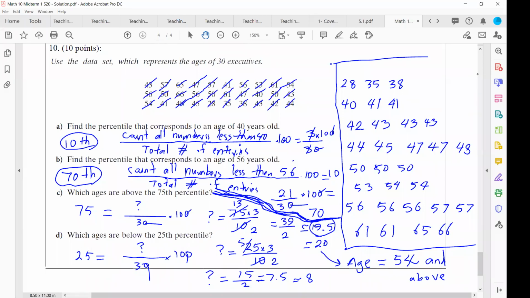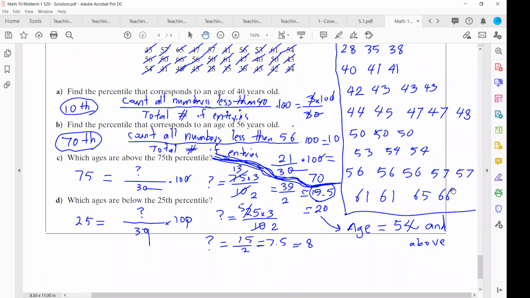So this is the count below the 25th percentile. 1, 2, 3, 4, 5, 6, 7, 8. So age 42 and less. That is the answer to part D of the question. So we're done with the exam.